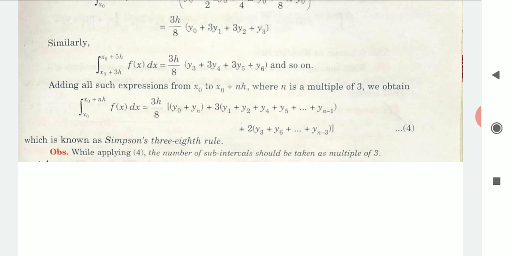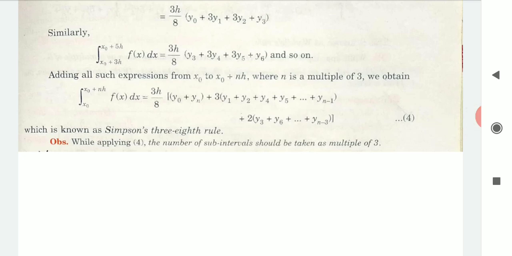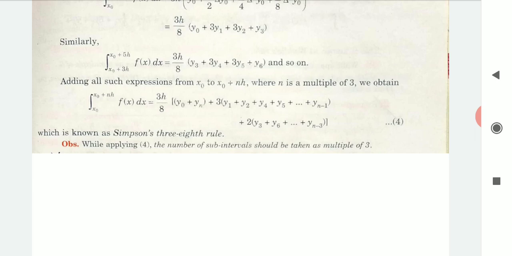So the integral of f(x) dx from x0 to x0 plus nh will be equals to 3h by 8 into y0 plus yn plus 3 times y1, y2, y4, y5. So y3 is missing here. Just observe the pattern here. y4 plus y5, यहाँ पर y6 फिर missing है, plus yn minus 1. So plus 2 times y3 plus y6 plus and so on up to yn minus 3. So यहाँ पे 3 के मल्टीपल्स चलेंगे जो 2 के साथ है. जो 3 के साथ है वहाँ पे 3 के मल्टीपल्स छोड़ के सारे आ जाएंगे, 3 के मल्टीपल्स एंड फर्स्ट एंड लास्ट वैल्यू छोड़ के सारे आ जाएंगे. एंड पहले टर्म में तो है ही फर्स्ट और लास्ट वैल्यू का एडिशन. दिस इज नोन एज इक्वेशन नंबर 4, known as Simpson's 3/8 rule.